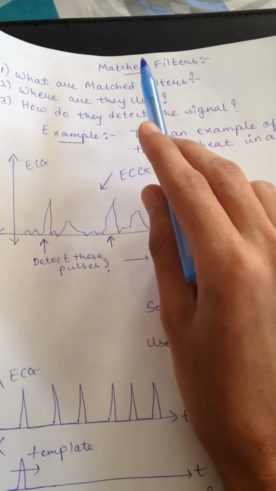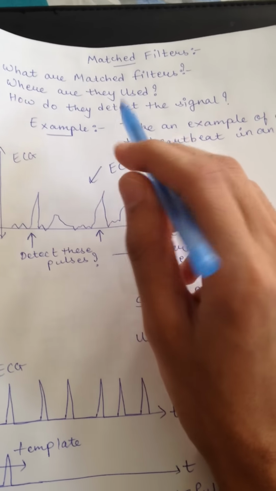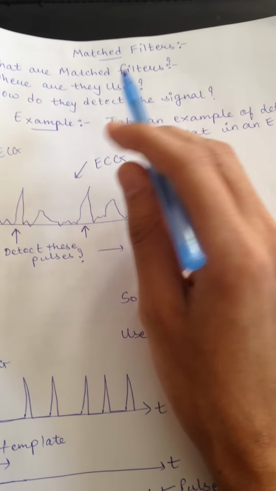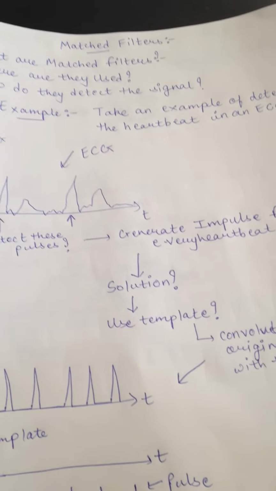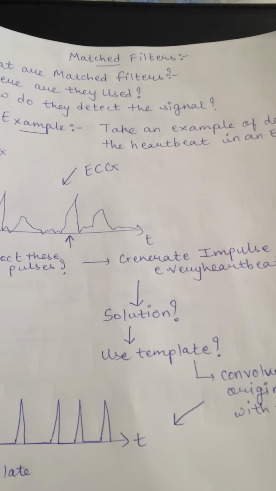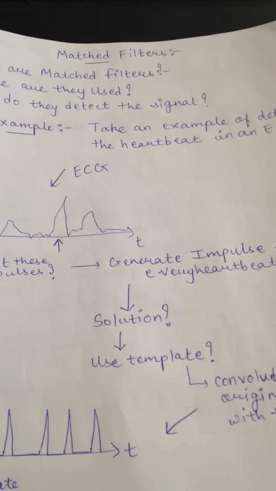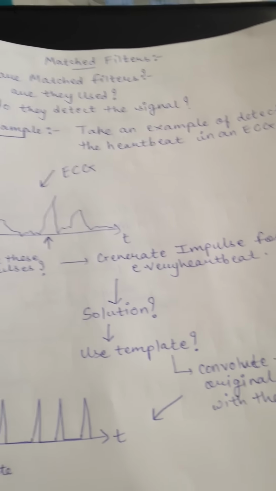Matched filters are used in signal processing. In signal processing, a template or a signal is correlated with an unknown signal to detect the presence of the template in the unknown signal. That's when the matched filter is used. This is equivalent to convolving an unknown signal with a template.